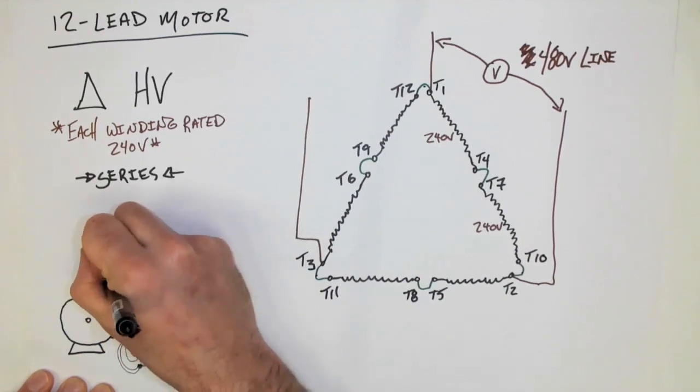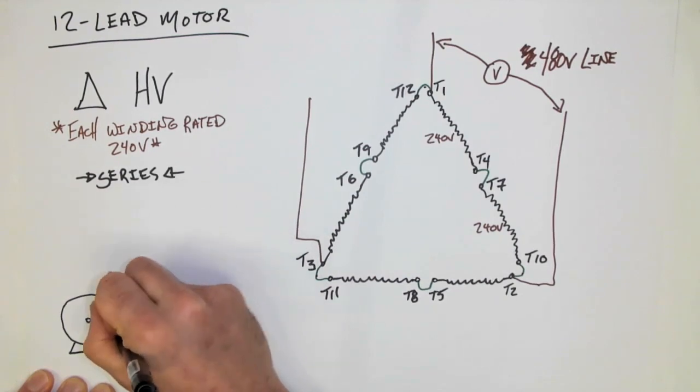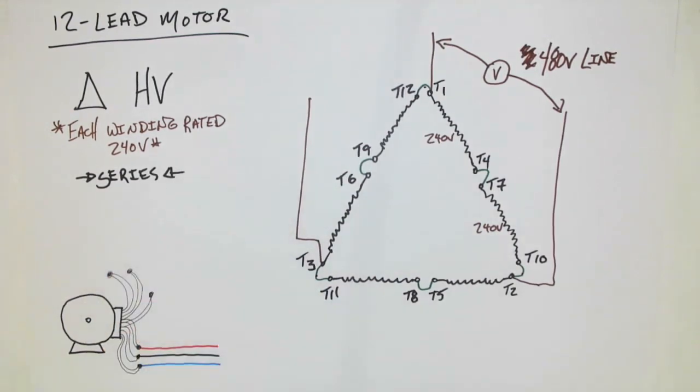1, 2, and 3. So a 12 lead motor, once you get the hang of it, not that much more complicated.